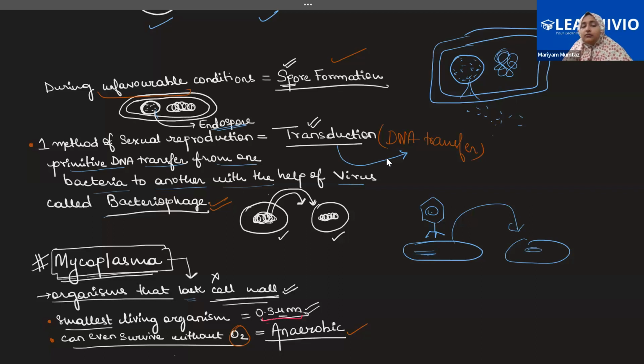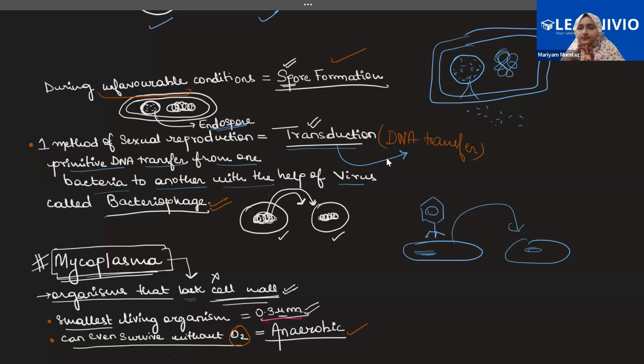There is one very common method of sexual reproduction as well in bacteria, which is known as transduction. It is the most primitive type of DNA transfer. Here, DNA transfer takes place from one bacteria to another with the help of a virus which is known as bacteriophage.